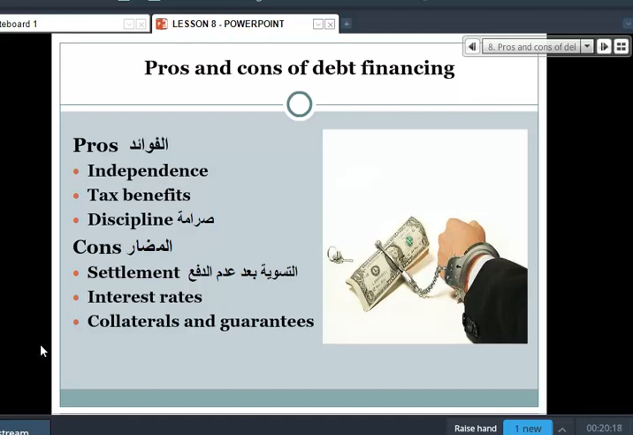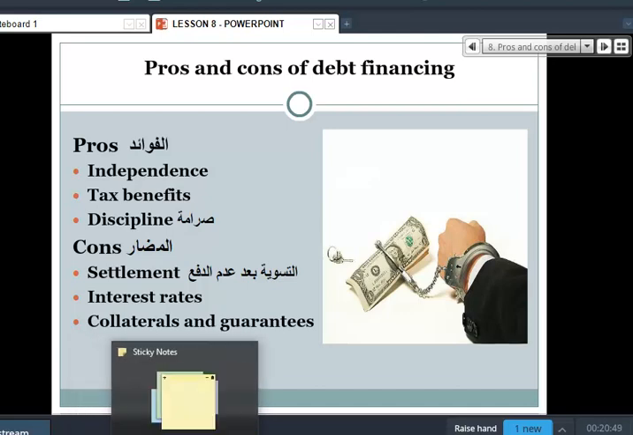What are the cons? Settlement, interest rate, collaterals and guarantees. You need to pay some interest rate on the amount of money that you are taking from the bank. Several banks have their own percentages of the interest rate. Some banks, like RHB, take 7% interest. Other banks, like CIMB and HSBC, take around 11%, which is quite high compared to other banks.